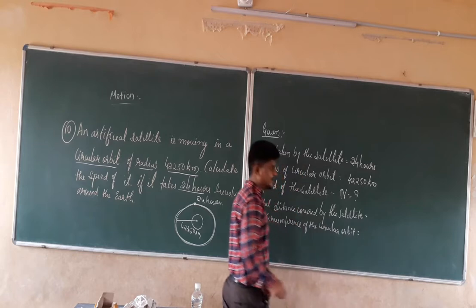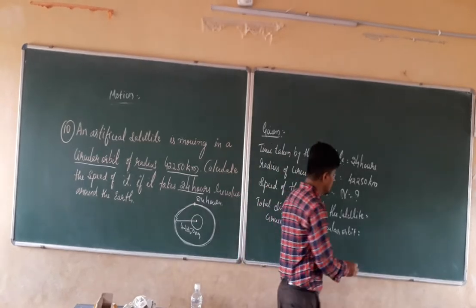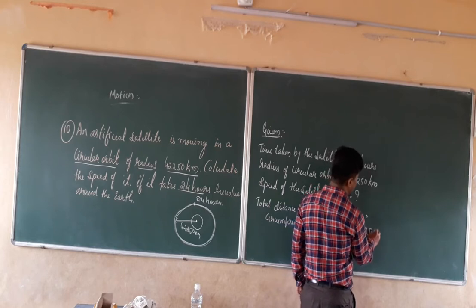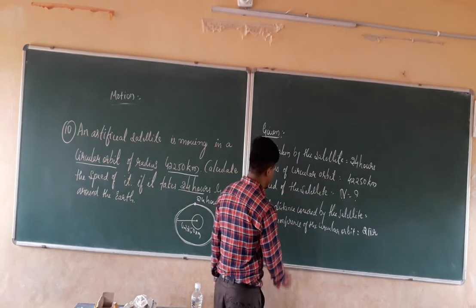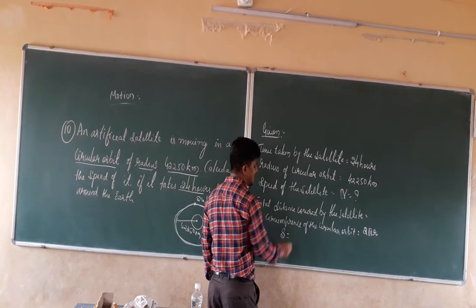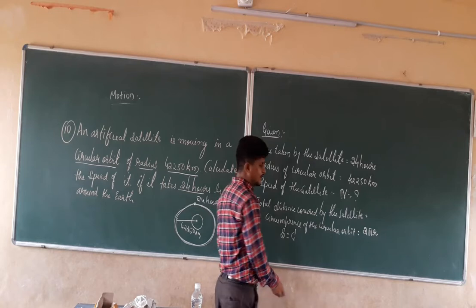That is nothing but the circumference of the circular orbit. Remember the formula, that is given as 2 pi r. So the total distance covered can be given as 2 pi r, that is nothing but the circumference of the circle, C.